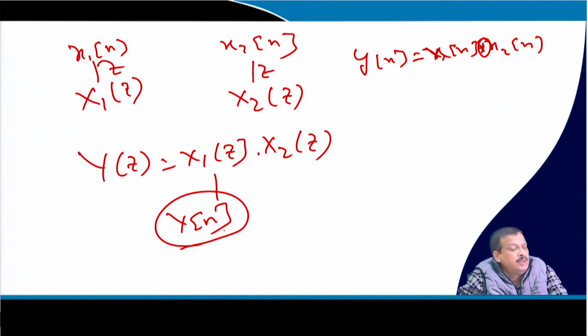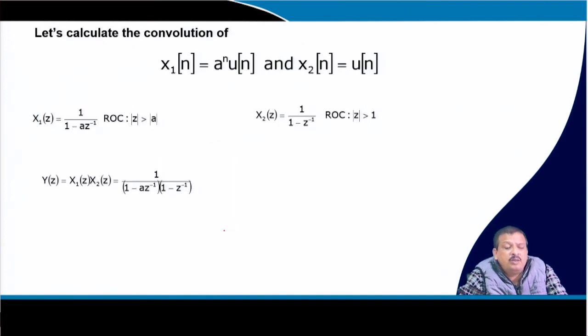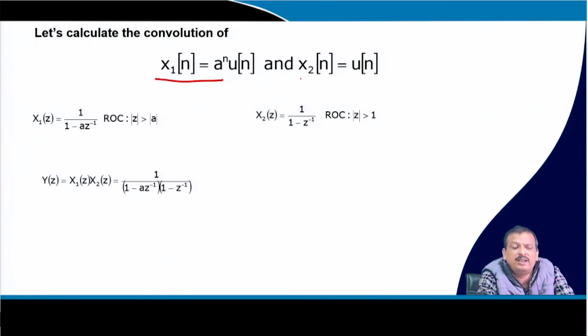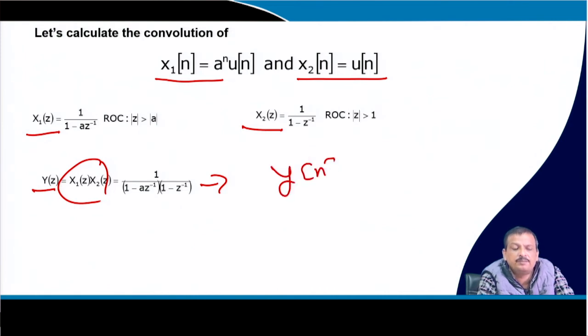Okay. Next property is, okay, convolution, I have given an example, you can do that example. I will say that you will try to do it. x1 n is given, x2 n is given. Now you calculate X1 of z, you calculate X2 of z, then Y of z is this. Now you take the inverse transform, you can get y n.